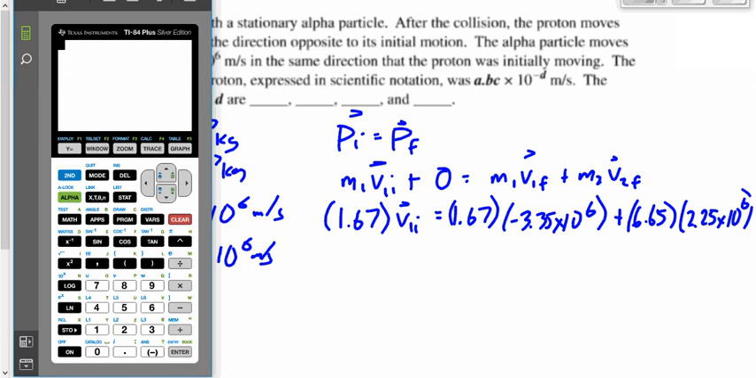Let's get the right-hand side there. 1.67 times negative 3.35 times 10 to the 6. That's the first term. Plus 6.65 inside brackets times 2.25 times 10 to the 6. There's the right-hand side. Now let's divide that by 1.67.